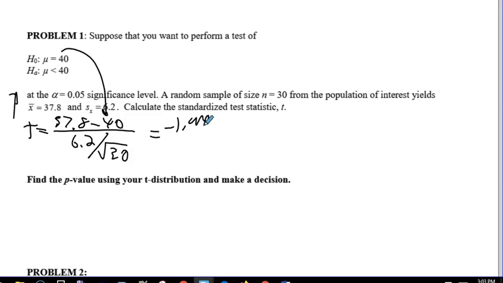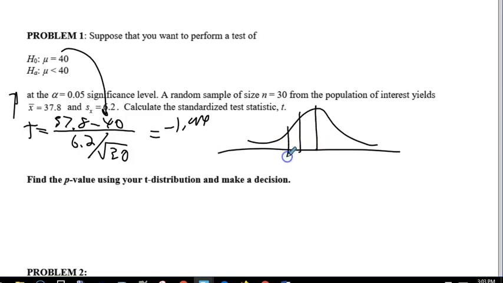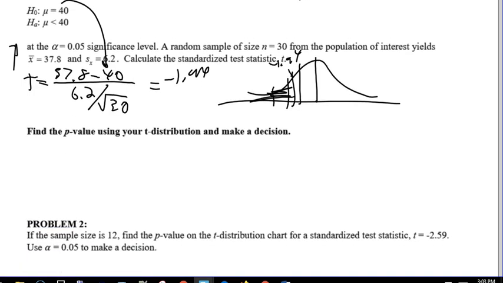Okay, so we're going to look at our normal distribution. Negative 1.94, put 0, negative 1, negative 2, negative 3, negative 1.94, about there. And remember, we always shade the tail. So if it's negative, we shade left. If it's positive, we shade right. Now it says, based on this, find the p-value using your t-distribution and make a decision.